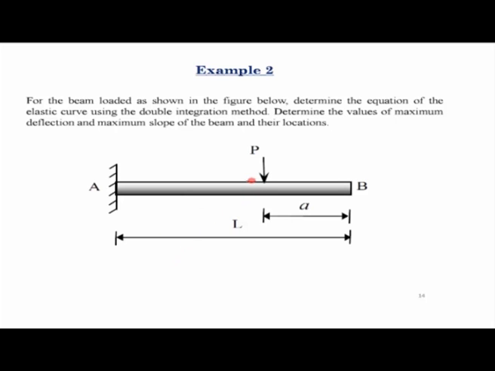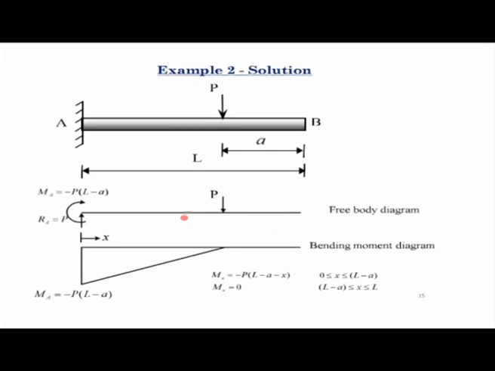Now in this case, if you draw the bending moment diagram of the beam, this is what it will look like. At the fixed end, the moment is minus P0 times L minus A. And at a distance of L minus A from the left end, the moment is zero. Beyond that, the moment remains constant. So this is the bending moment diagram.